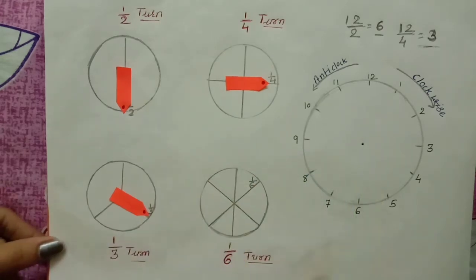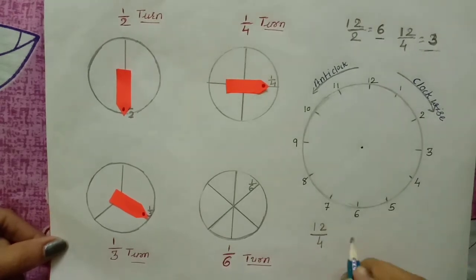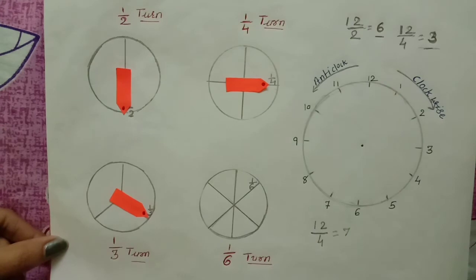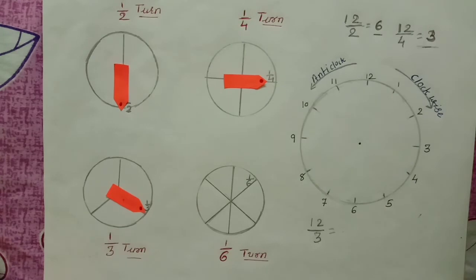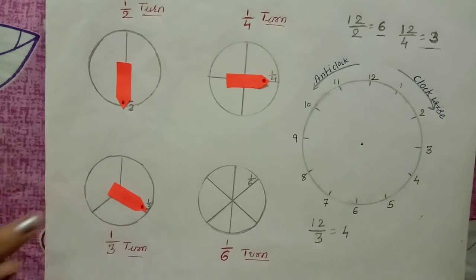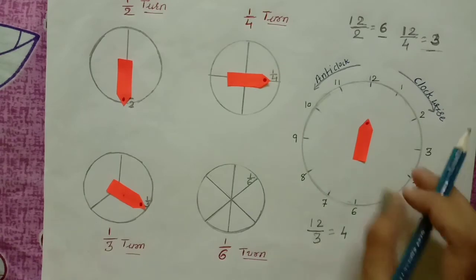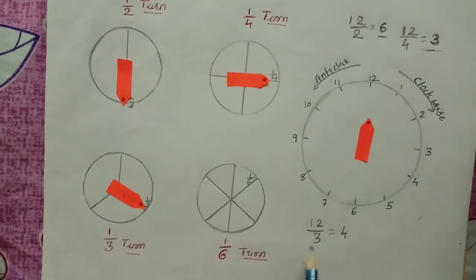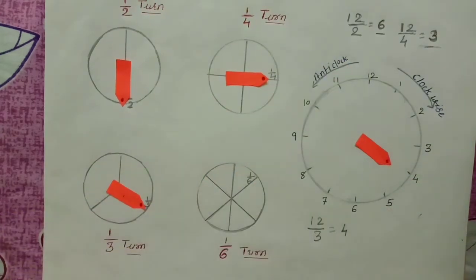1/3 part of a 12. So let's do 12 divided by 3. Sorry, we have to make a 1/3 part, so 3 parts of a 12. So 3 4s are 12. So if we want to turn any object a 1/3, then which side? At 4 o'clock. We will turn our object towards the 4 o'clock side. Both are the same. So this is the 1/3 part.